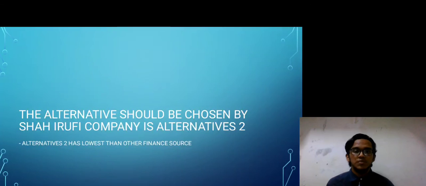As a conclusion, which method should be chosen by Shah Irufi Company? The alternative that should be chosen is the second alternative, the revolving line of credit. The company should choose the second alternative because it has the lowest finance cost, which is 7%, compared to the other alternatives. That completes the short-term financing.